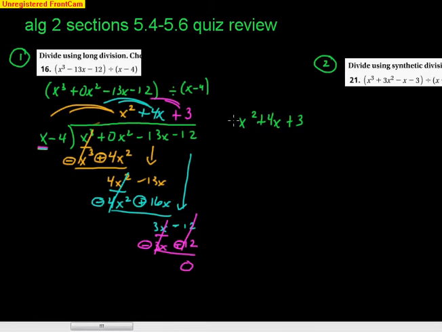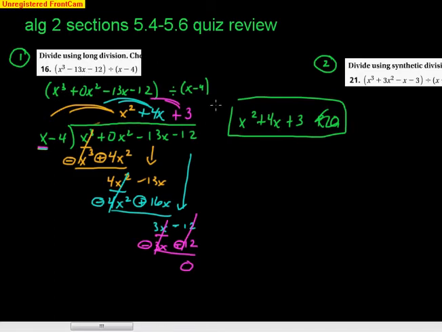Now, if there is a remainder other than 0, you would put remainder and then the number. Okay? So again, you don't need the remainder part. Now, another thing to think about is if you get a remainder of 0, that means that x minus 4 goes into this polynomial evenly. So x squared plus 4x plus 3 is another factor of x cubed minus 13x minus 12.